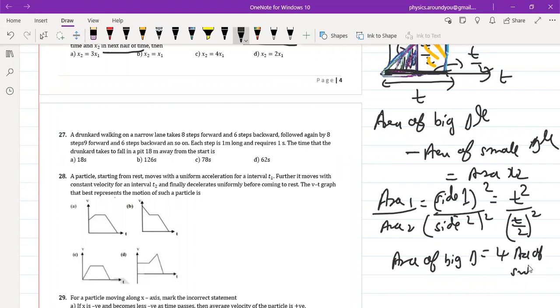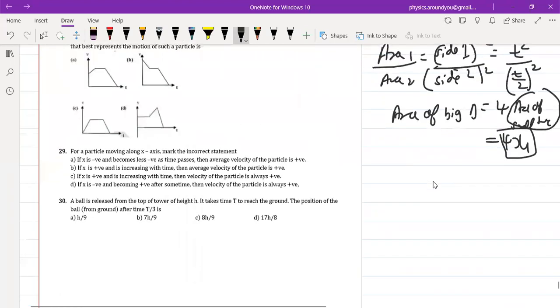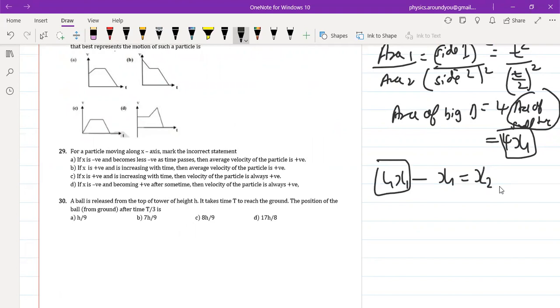But what is the area of the small triangle? Area of the small triangle is given as x1. So the area of the big triangle is 4x1. So if I subtract the area of the smaller triangle from the area of the bigger triangle, I should be getting the trapezium area. So x2 should be 3 times x1.